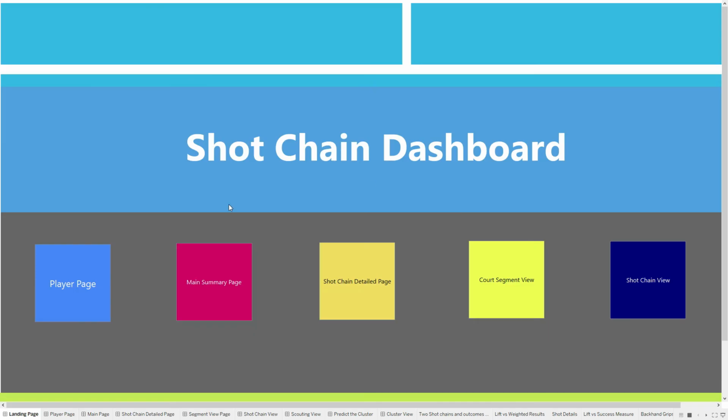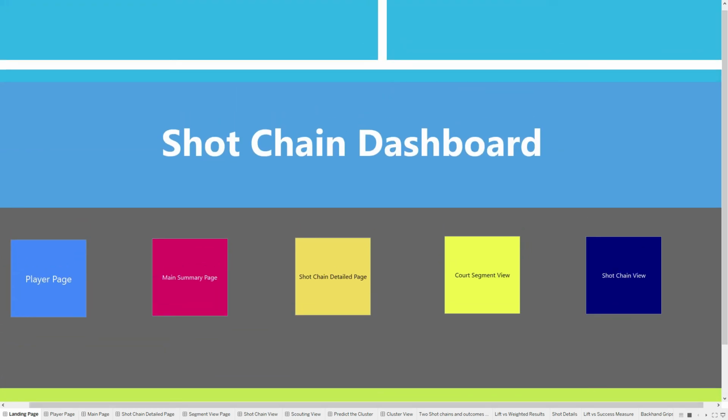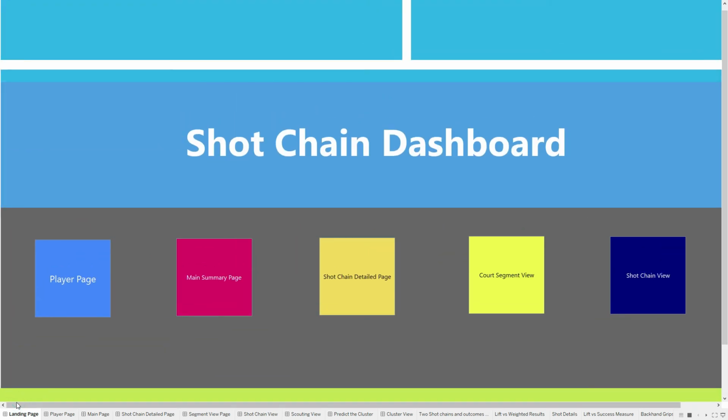So the landing screen on the dashboard, when you go into it, there's a couple of different buttons that can navigate to some important parts. There's a player page, the main summary page, a little bit of the shot chain details, some segment views and shot chain views as well. Again, some of this is probably changing at some point, but that's what it looks a little bit like. Again, it's optimized for widescreen format. At some stage there may be a mobile version of it as well.